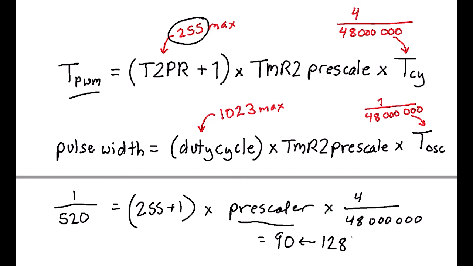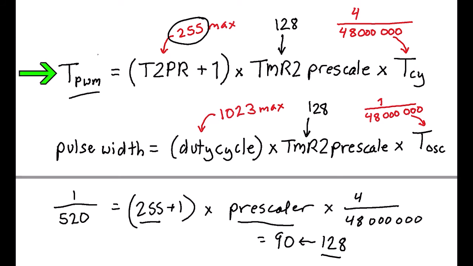this case. So if we had found that our approximate prescaler was 27, we'd round up to 32. If it was 54, we'd round up to 64. So we've done one half of this now. We've found what our prescaler is going to be. We're going to use 128 for both of these equations.